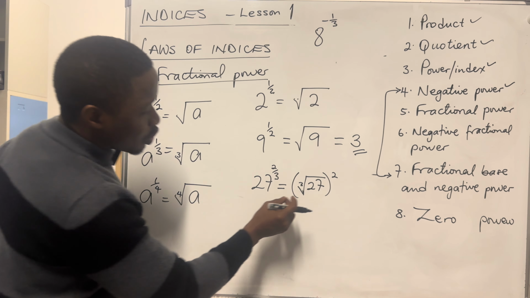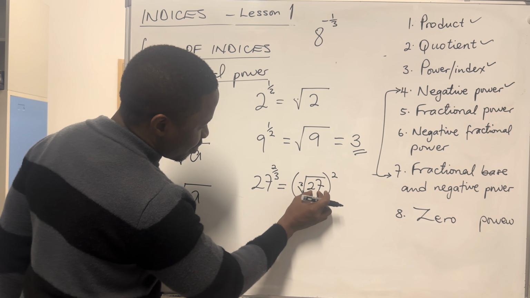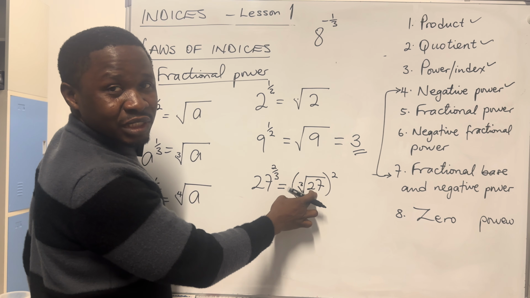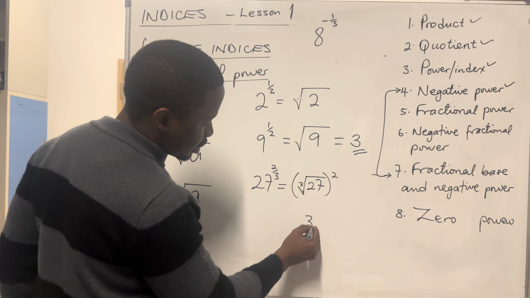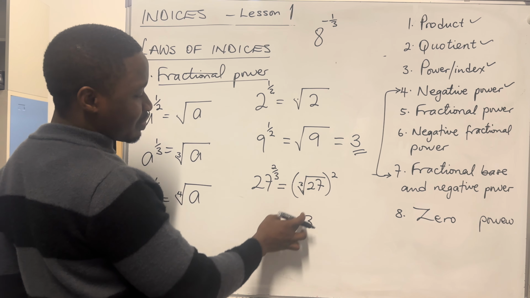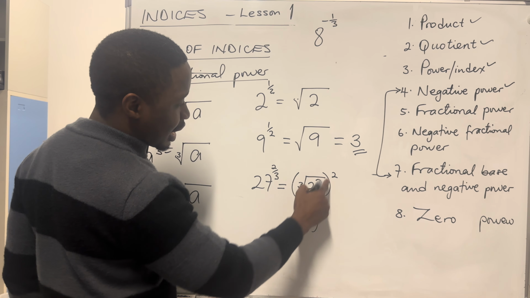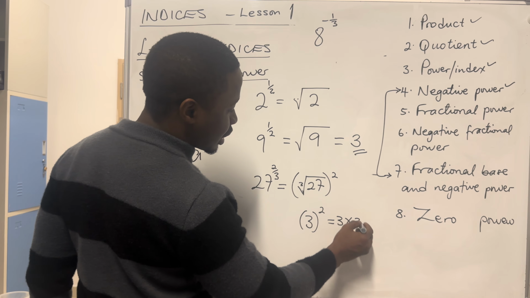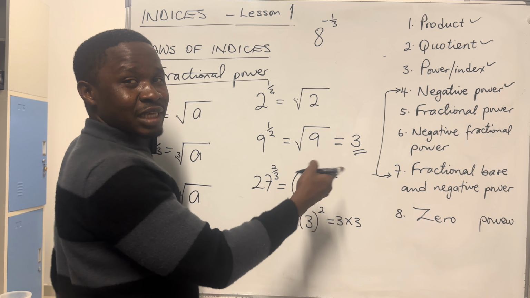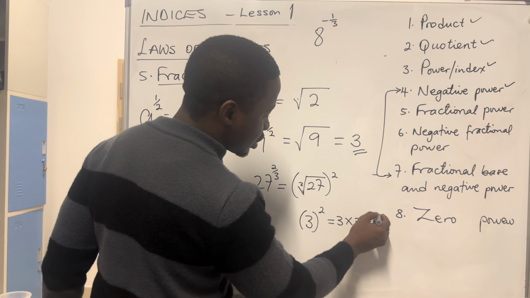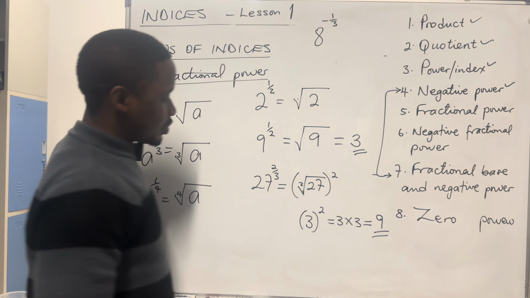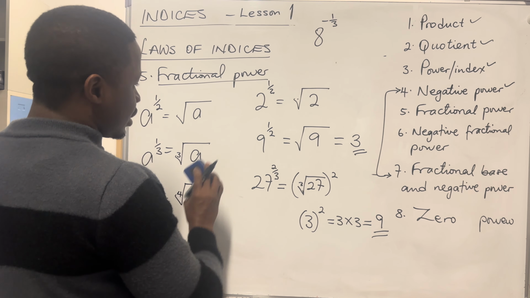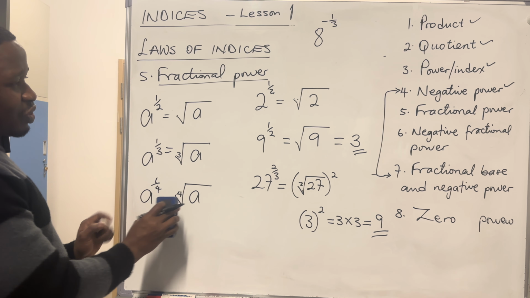So a perfect cube number. What is the cube root of 27? It's 3. The cube root of 27 is 3. But don't forget that there is a power of 2. So this is 3 to the power 2, which is 3 times 3, which is what? 9. So this one will give us 9. Okay, so we are done with positive ones.